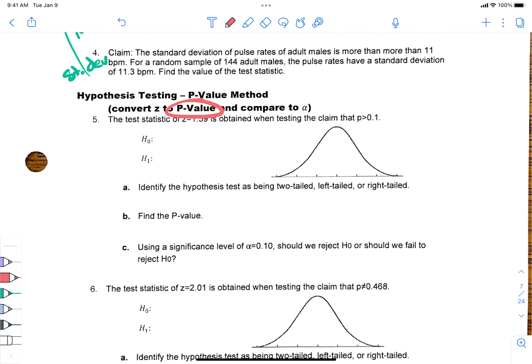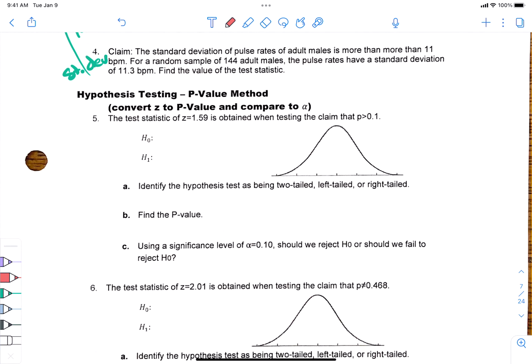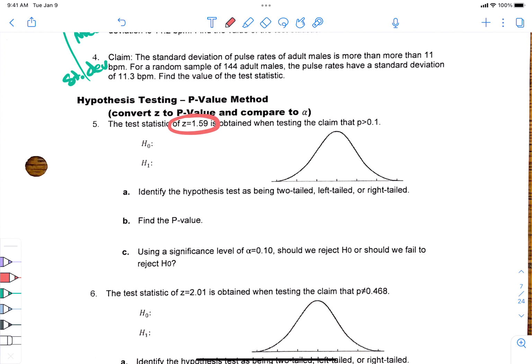Okay, here we go. So, number 5, the test statistic. So they're not even having you calculate the test statistic. They're giving that to you. That's exciting. So all of the work is done for you, like the formula that we did to find z, which was p hat minus p over the square root of p, q over n. That came out to be 1.59. They have done that for you. That was my test statistic. They've done all that stuff for you.